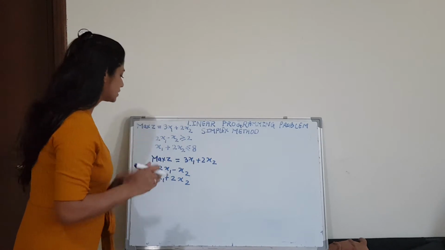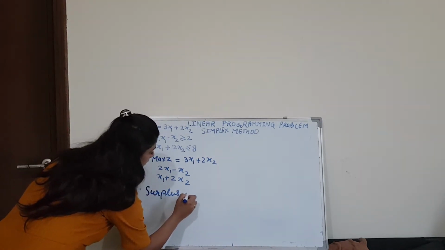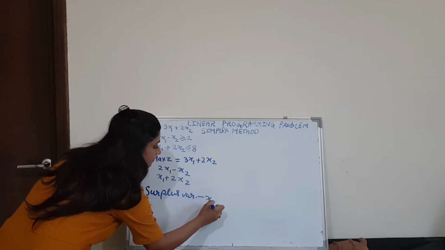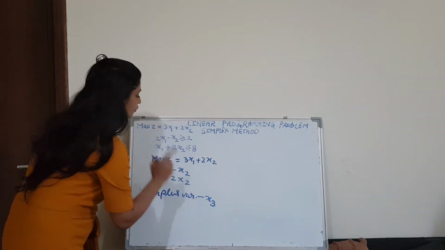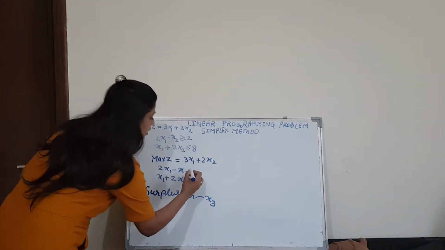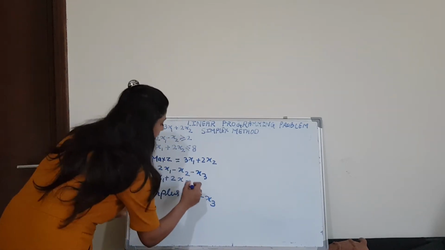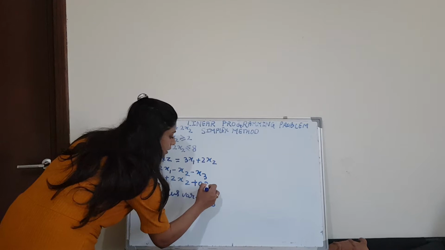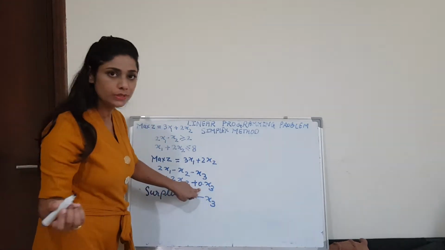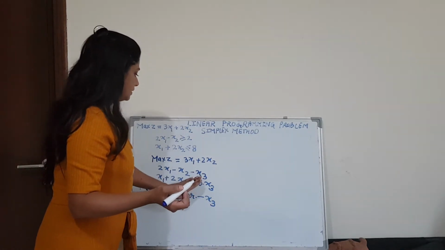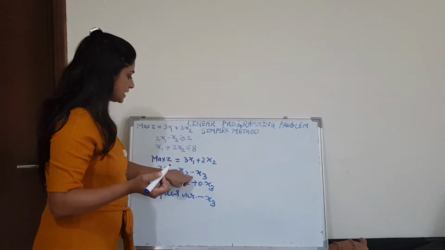So x1, x2 are basic variables. Next, the surplus variable is x3, and the surplus variable we always subtract from the equation. So this is greater than or equal, so we will subtract the surplus variable, and we will write it like this in this equation. So no change in this equation, because if we multiply 0 with anything we will get 0 only. So we have subtracted the surplus variable from this equation.